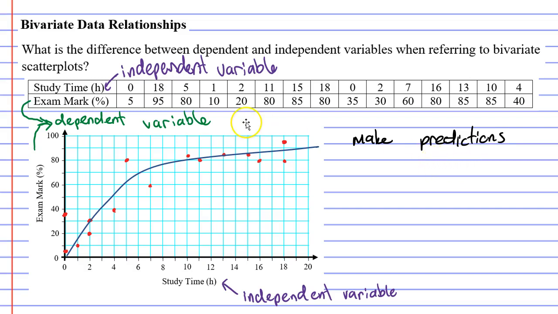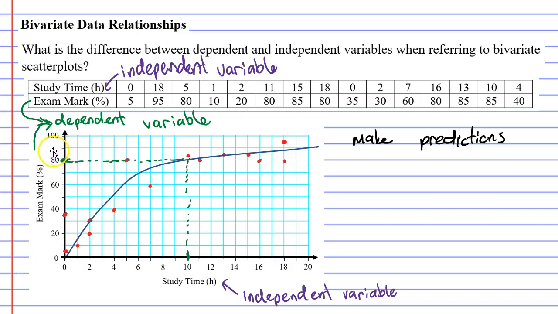What sort of predictions are we making? Well, let's say a student came and said, look, I can only put 10 hours of study in before this exam. How do you think I'm going to go if I can only put in 10 hours of study? Well, because we've been able to draw a curve here that follows our bivariate scatterplot, we can now make a prediction. You'll see that if you put in 10 hours of study, we predict that you will get a mark of about 80%.